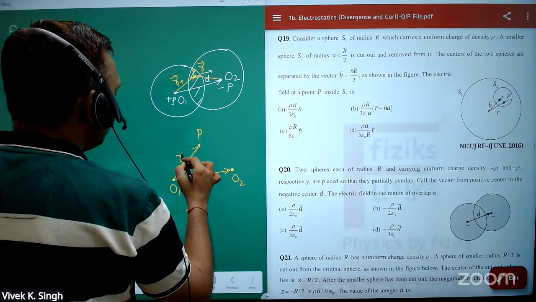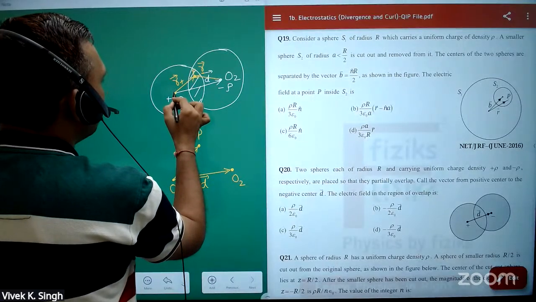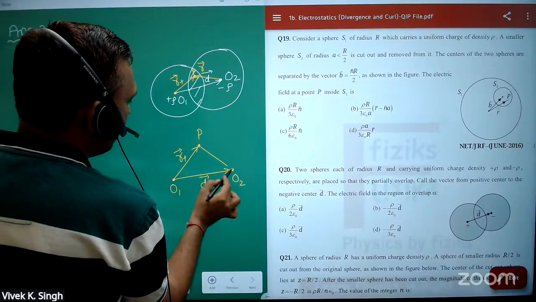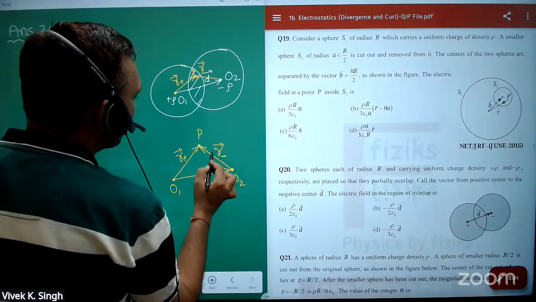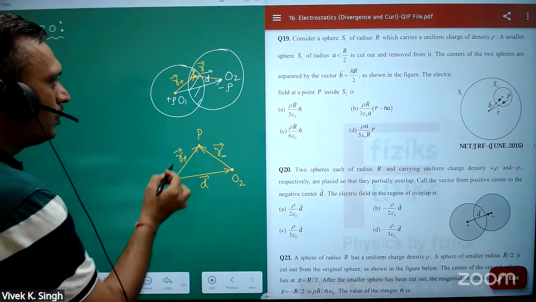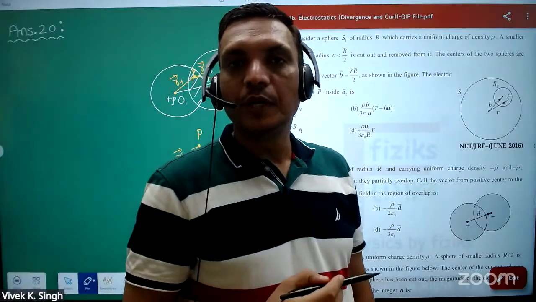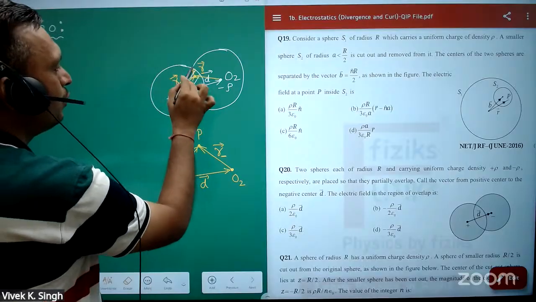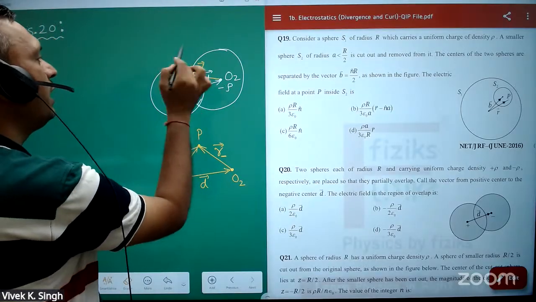So this vector is R plus because this is r distance away from the center of positive charge. I am taking this symbol, and this will be R minus. So what will be the electric field in the region of overlap? You have to use the superposition principle. You have to find the field due to each individual sphere, and then take the vector sum.